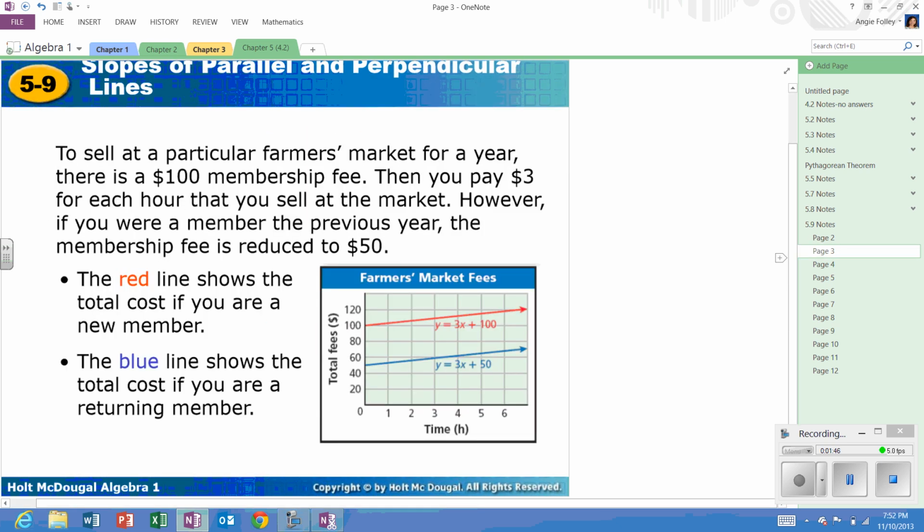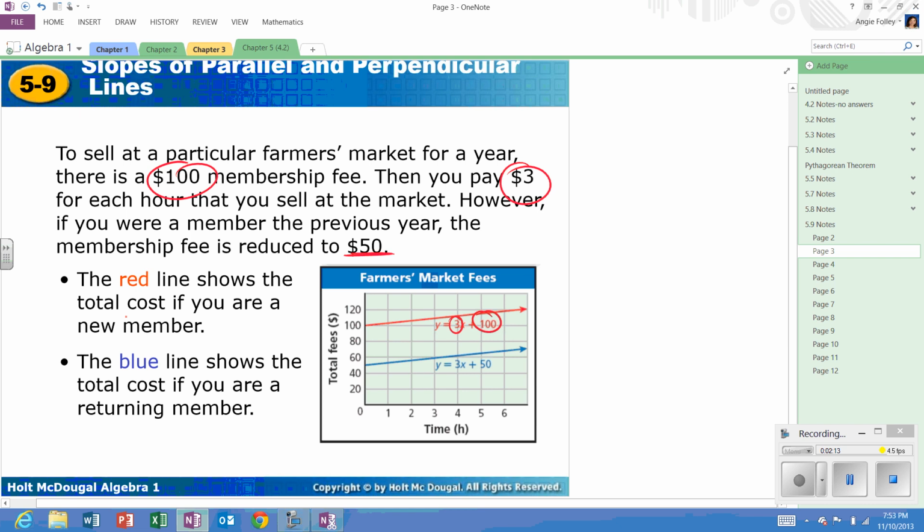Okay, so just to give you a little bit of background, to sell at a particular farmer's market for a year, there's a $100 membership fee. Then you have to pay $3 for each hour that you sell at the market. So $3 is like your slope, and $100 is your y-intercept. However, if you were a member the previous year, the membership fee is reduced to $50.